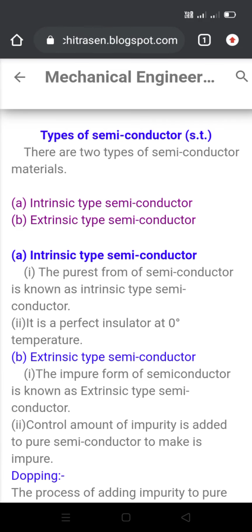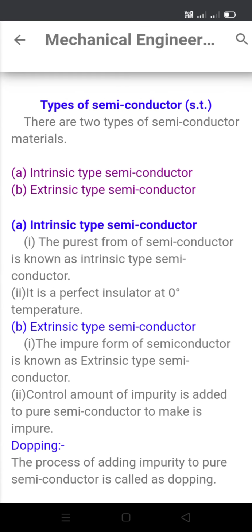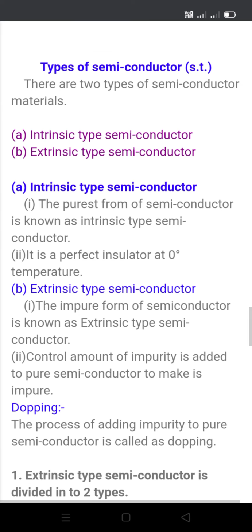Types of semiconductor. There are two types of semiconductor materials: intrinsic type semiconductor and extrinsic type semiconductor. Intrinsic type semiconductor. The purest form of semiconductor is known as intrinsic type semiconductor. It is a perfect insulator at 0 degree temperature.